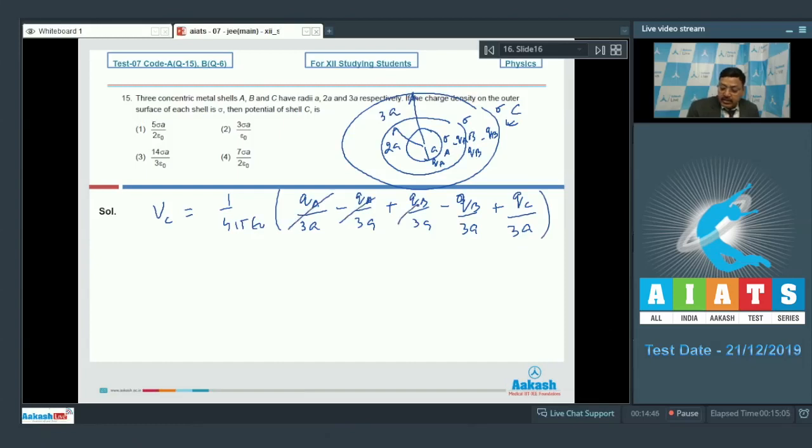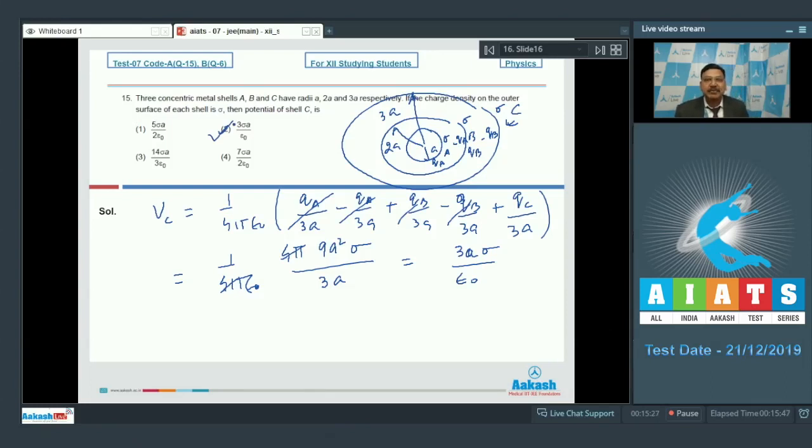So all these terms cancel, and what we are left with is 1 by 4 pi epsilon naught QC by 3A. Now we can see that the value of QC will be 4 pi into the radius square, which is 3A whole square or 9A square, into sigma, divided by 3A. And further on simplification, this comes out to be equal to 3A sigma upon epsilon naught. And if I look at the options, it's matching with option 2. So option 2 is correct. Let's move on to the next question now.